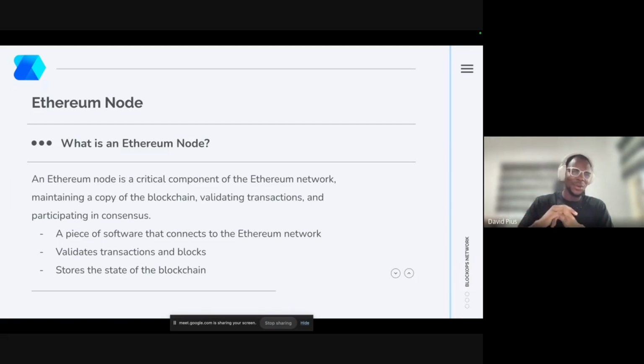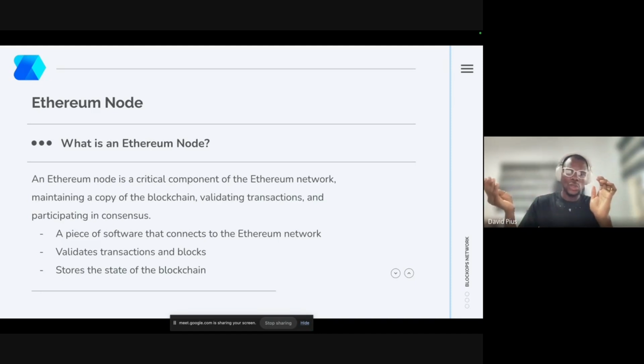That's one first thing, right? Second, it validates transactions and blocks. Third, it stores the state of the blockchain. As we move, I'll be showing you how all of these things connect together. But for a very quick explanation here, literally, an Ethereum node is a computer running some set of software.